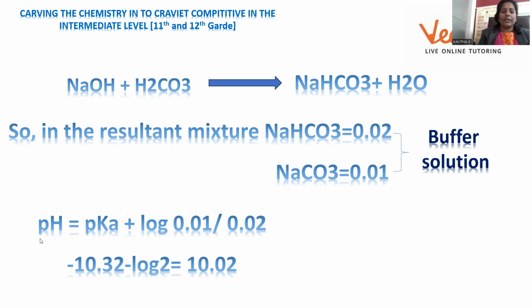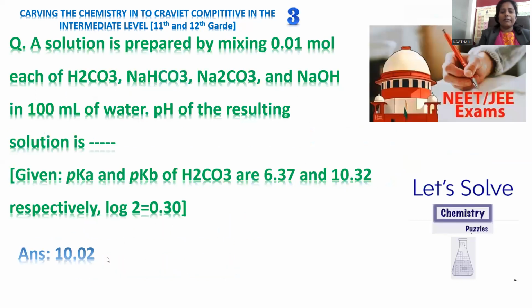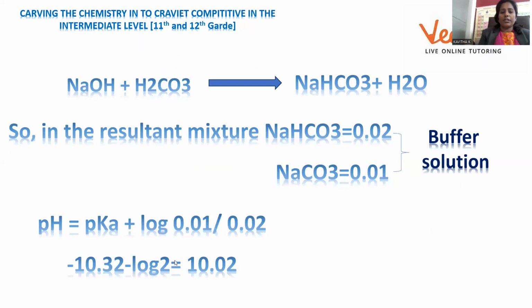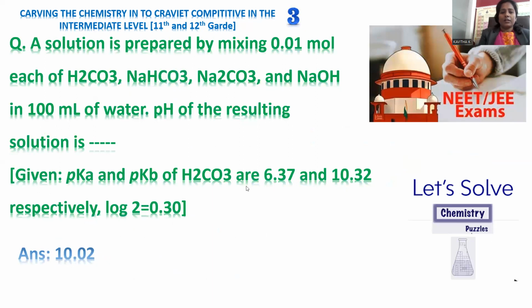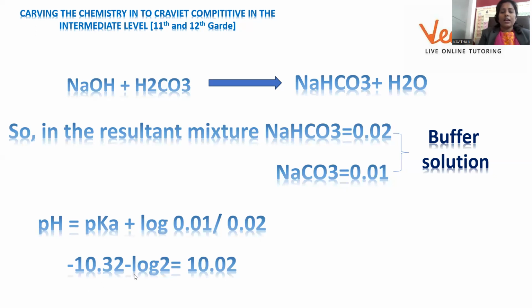Then, in order to calculate the pH of the solution, we have the Henderson equation. pH is equal to pKa plus log 0.01 by 0.02. The pKa value is already known to you, 6.37, and the pKb value of 10.32 is provided. 10.32 will be taken, minus log 0.01 by 0.02. If you calculate this, what happens? It will become log 1 by 2. So if minus log 1 by 2 is there, if you want to take this denominator into the numerator, we can change it.